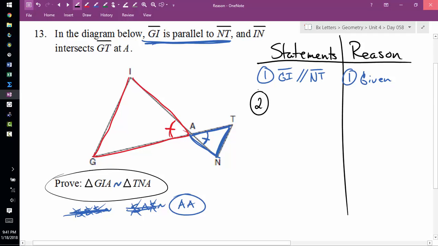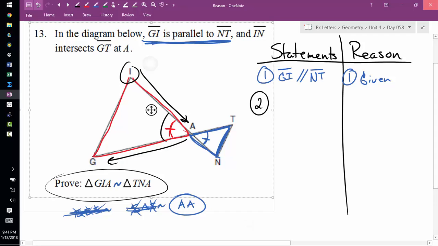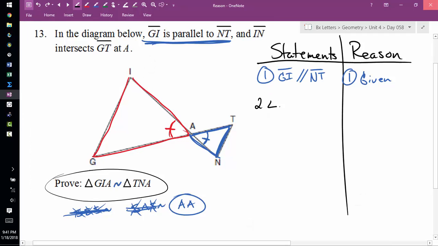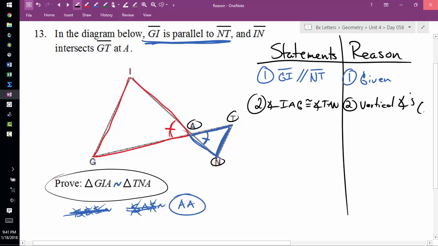My statement 2 is going to be angle IAG, that angle right there. Angle IAG is congruent to angle TAN. How do I know that? Well, those are vertical angles, and I'm going to keep track that that's an angle fact. I've got one out of the two angles that I need.